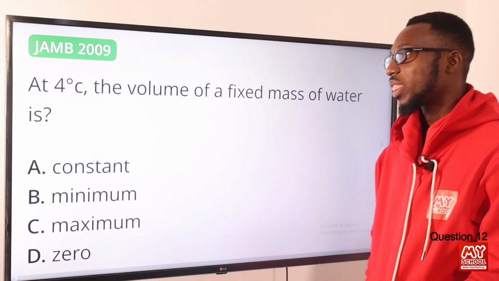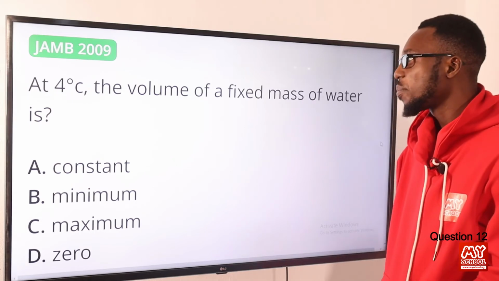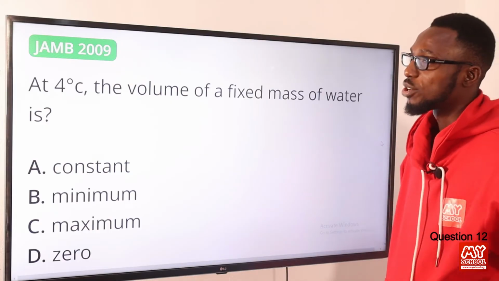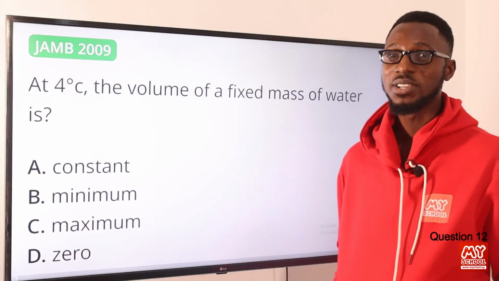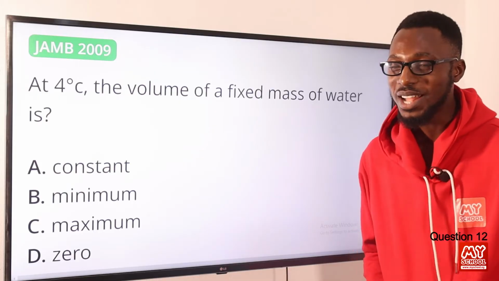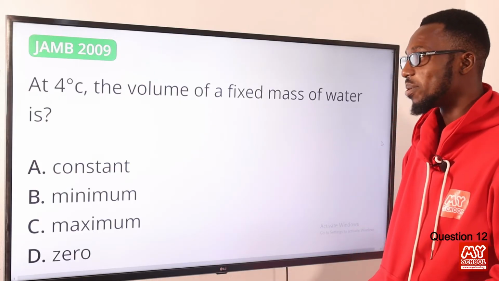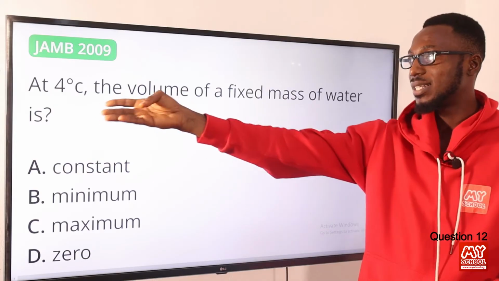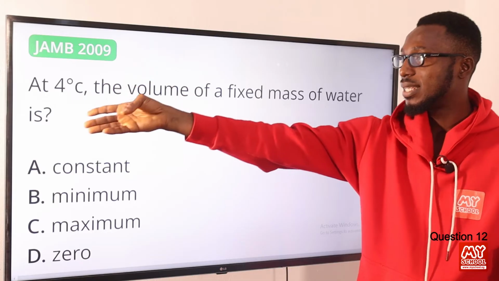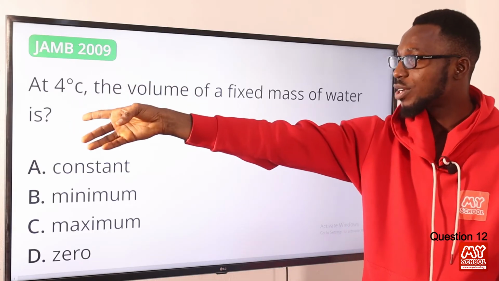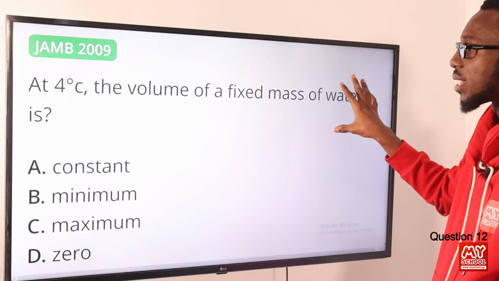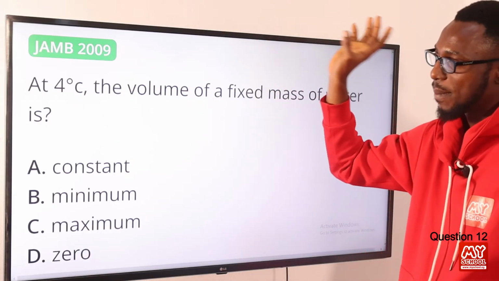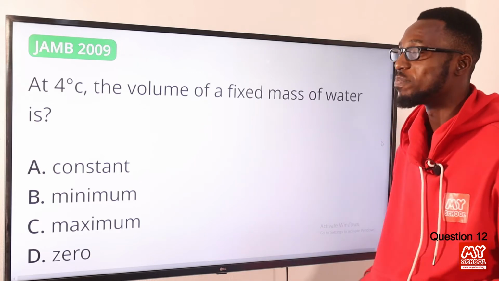Question 12. At 4 degrees Celsius, the volume of a fixed mass of water is what? If you understand the anomalous expansion or behavior of water, at 4 degrees Celsius, the volume of water is least and the maximum density is at this temperature. So the volume of a fixed mass of water is minimum at this temperature and the density is maximum. So the correct option is option B, of course.